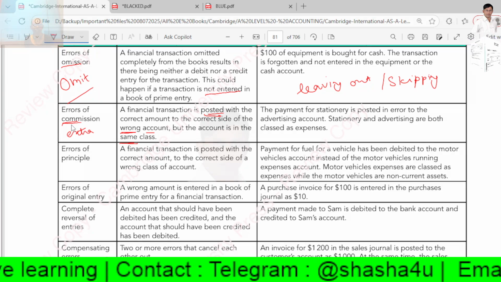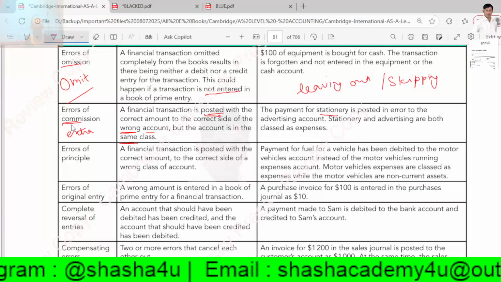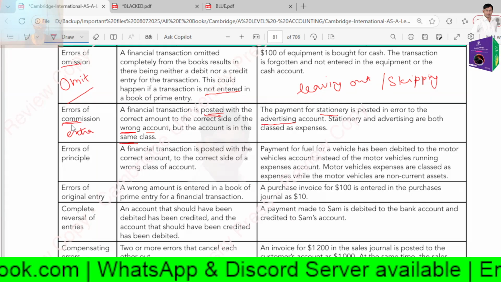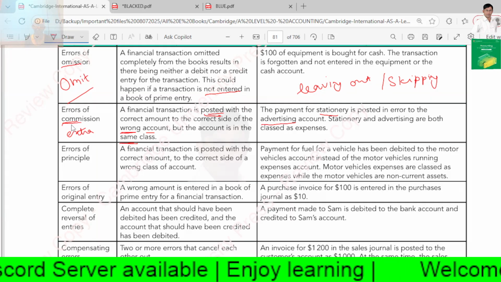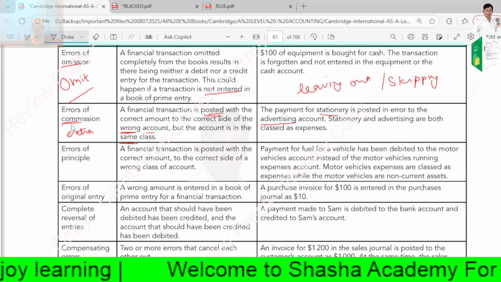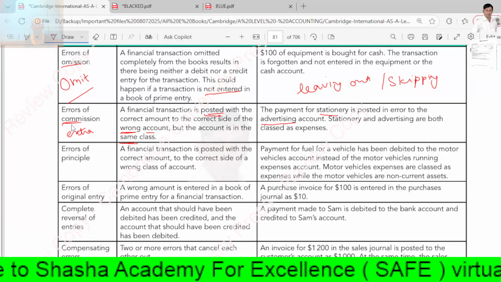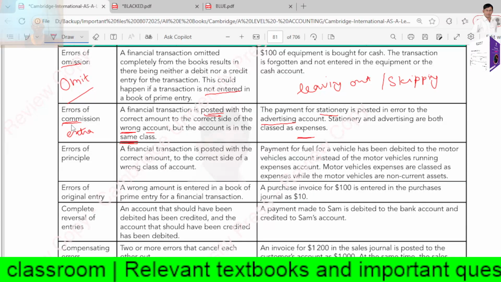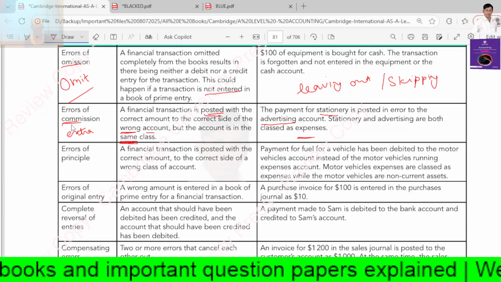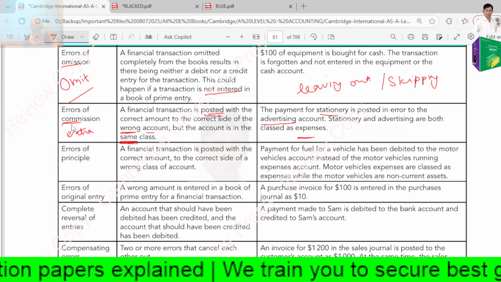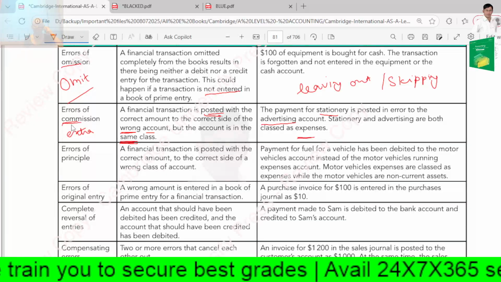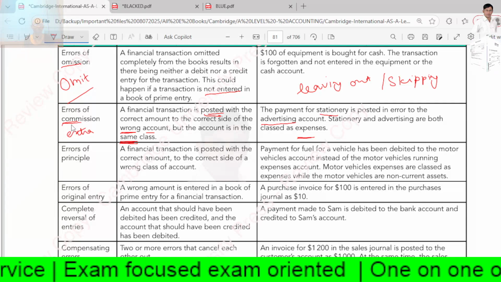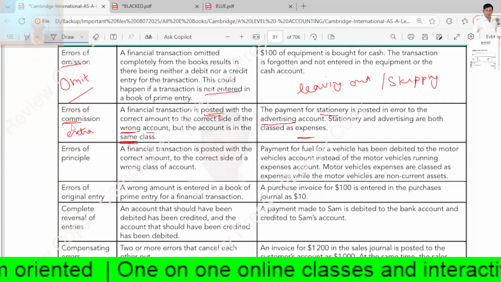For example, the payment for stationery is posted to the advertising account. Instead of treating it as a stationery expense, you have treated it as advertising. Both are expenses. Stationery and advertising are both classed as expenses. So it is the same class, and this is very important. Expense or revenue or asset or liability, whatever. It is the same class, but instead of posting to one account, you have posted to some other account. So that is extra you have put in some other account.